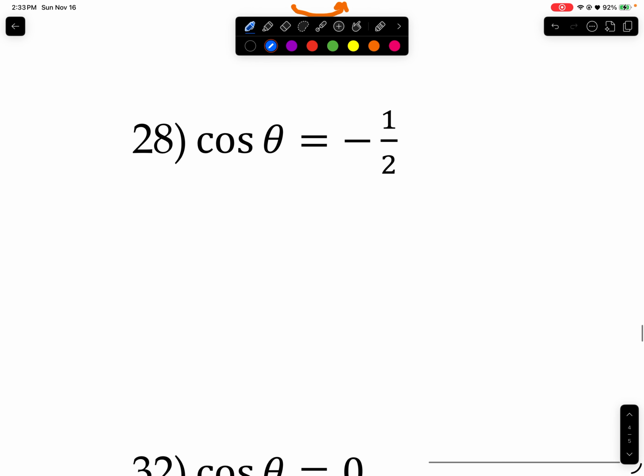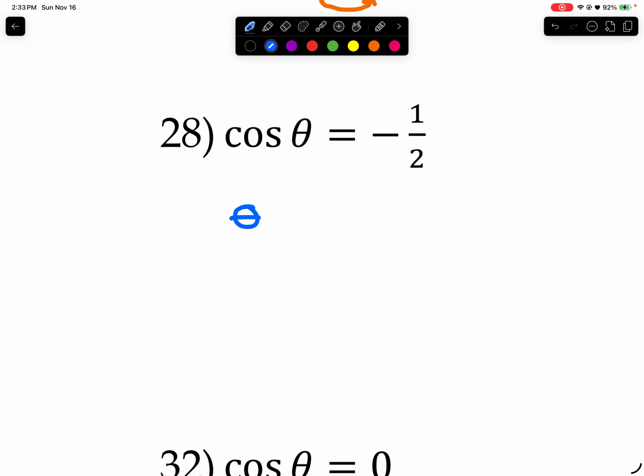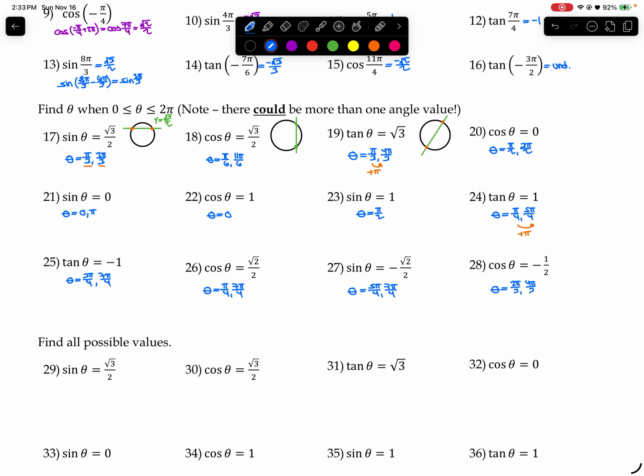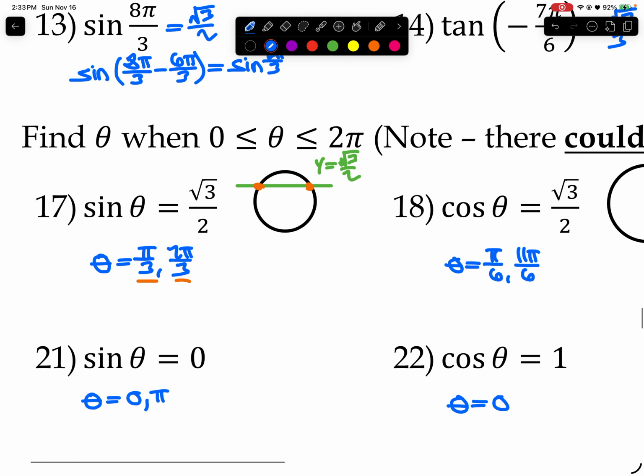And then cosine theta equals negative 1/2. Cosine is negative in quadrants 2 and 3. So that's going to be at angle values of 2 pi over 3 and 4 pi over 3. All right, so that's looking in terms of just one single revolution, when I'm between 0 and 2 pi.